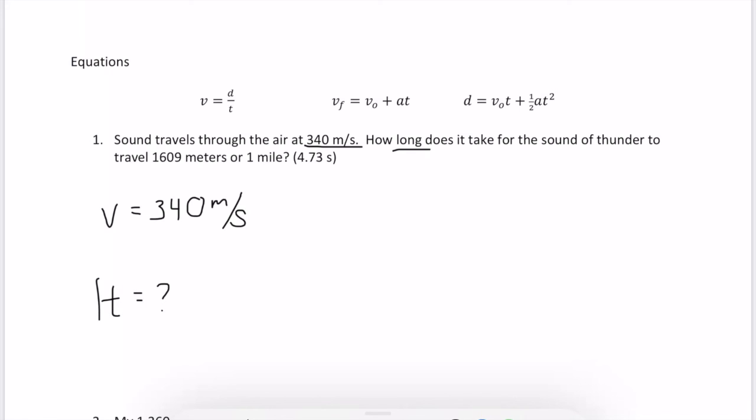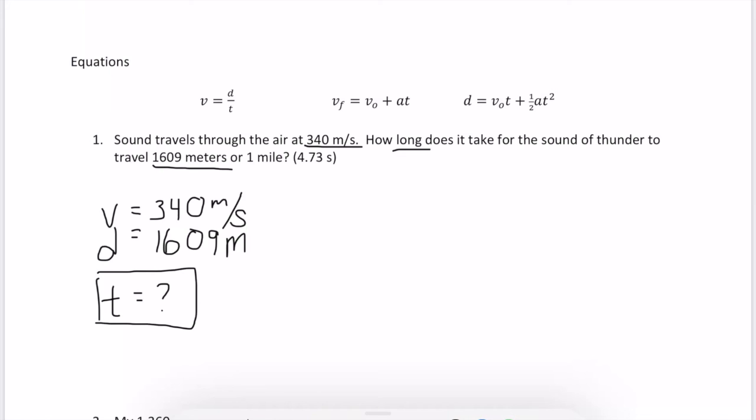And to indicate that I don't know this, I usually put a box around it, I highlight it, and I know the distance. How long does it take for the sound of thunder to travel 1,609 meters? Notice I'm selecting meters, not miles, because meters is the base unit for physics. d, distance, is 1,609 meters. Please be patient with my writing skills. I don't have my stylus with me today.